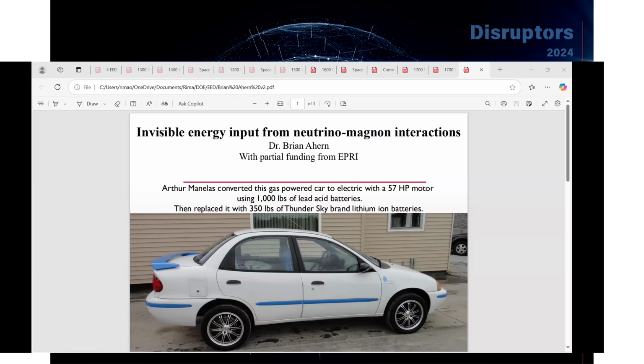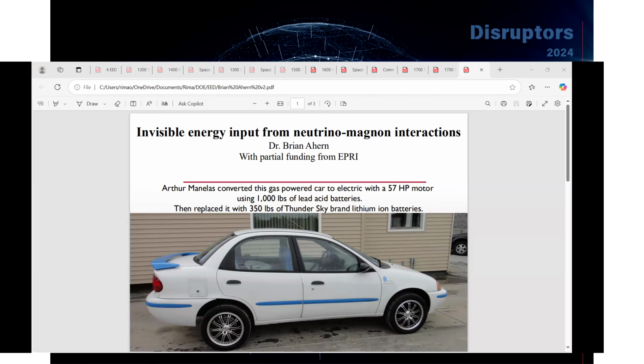It's the first one. The title reads Invisible Energy Input from Neutrino Magnon Interactions, Dr. Brian Ahern, with partial funding from EPRI. And the comment in there is Arthur Manelis converted this gas-powered car to electric with a 57 horsepower motor using 1,000 pounds of lead-acid batteries, then replaced it with 350 pounds of Thunder Sky brand lithium-ion batteries. All yours, Brian.